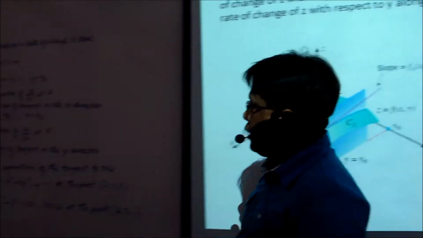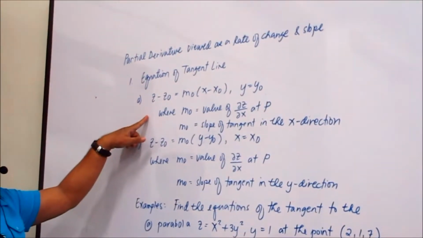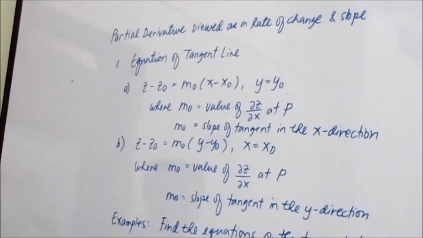For the equation of the tangent line, we are to find the equation of the line in the x direction. The formula for the tangent line is z minus z sub 0 equals m sub 0 times the quantity x minus x sub 0, where m sub 0 is the value of partial z with respect to x at a given point P. Of course, m sub 0 is the slope of the tangent line in the x direction, where the tangent plane is y equals y sub 0.